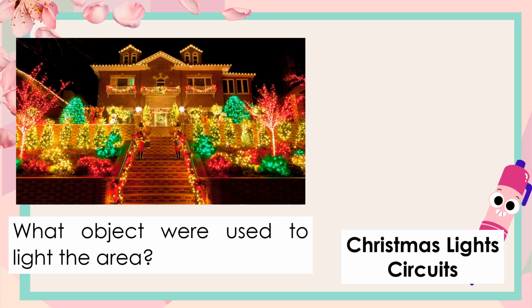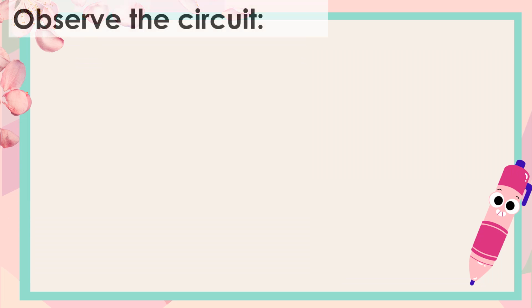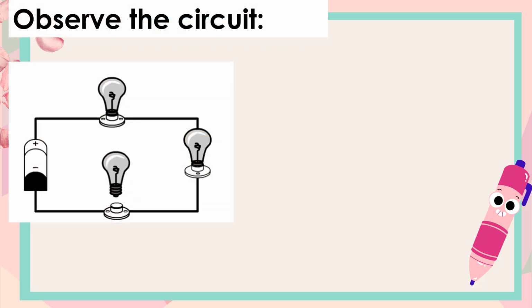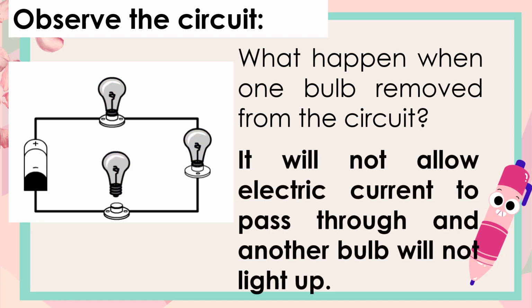Okay, Christmas lights. And this is an example of a Christmas light circuit. Let us observe the circuit. So this is the first circuit. What happened when one bulb was removed from the circuit? Okay, so it will not allow electric current to pass through and the other bulbs will not light up.